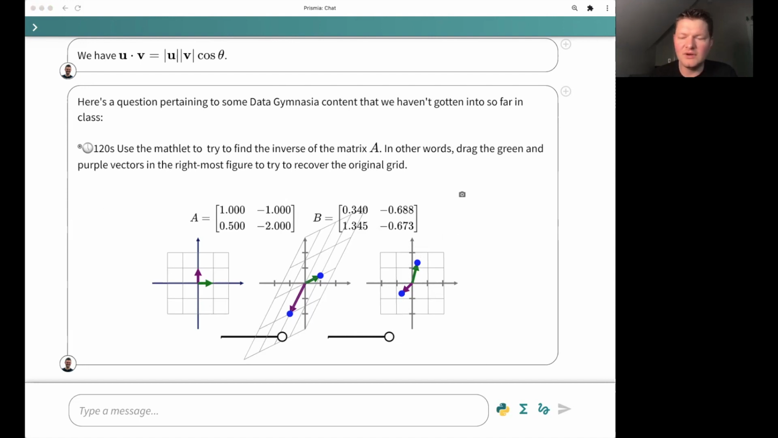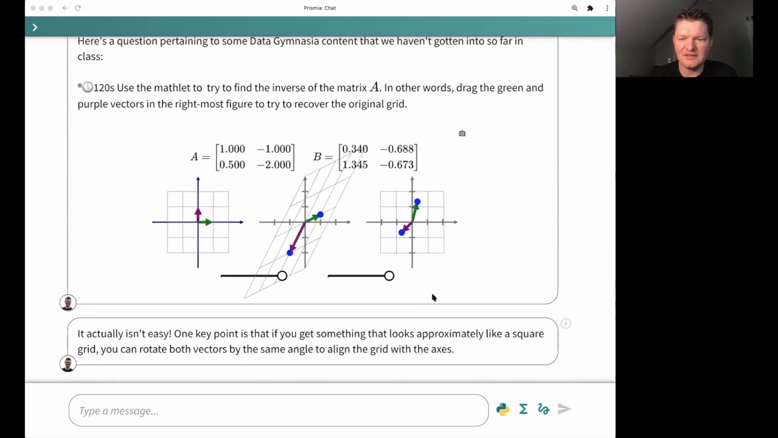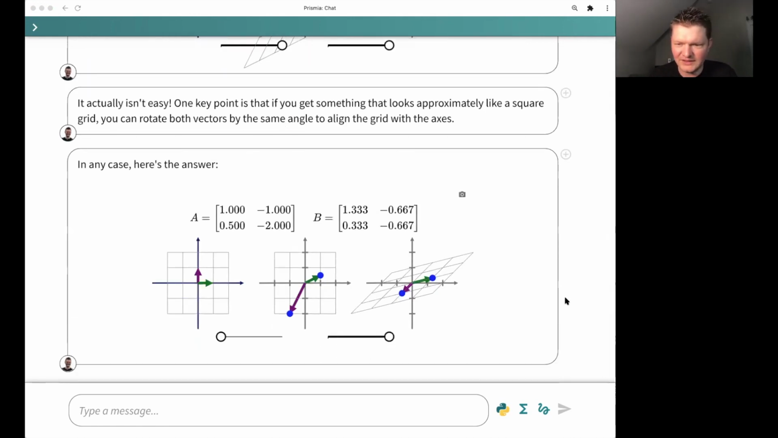Yeah, so one trick here to make this easier is that if you can work it around to get an approximately correct looking square grid, then you can rotate both by the same amount and line up the grid with the axes. In any case, here's the actual answer. So this is going to be different than what I came up with a second ago when I was playing around with it. It looks like this.